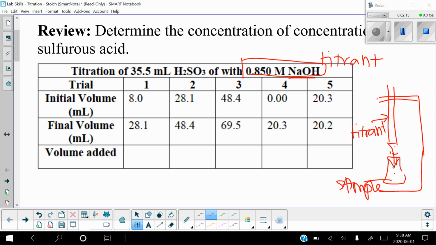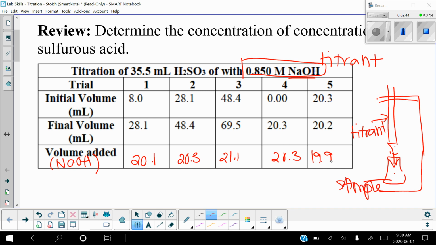So the volume added is of our titrant, so of our sodium hydroxide. How we do this is we always go final minus initial. So this would be 20.1. This would be 20.3. This one would be 21.1. This is 20.3 and 19.9. From here, you're going to see which ones are going to get eliminated.